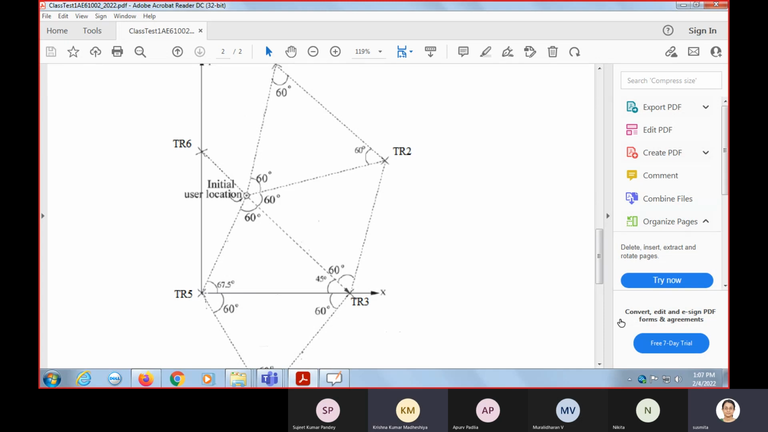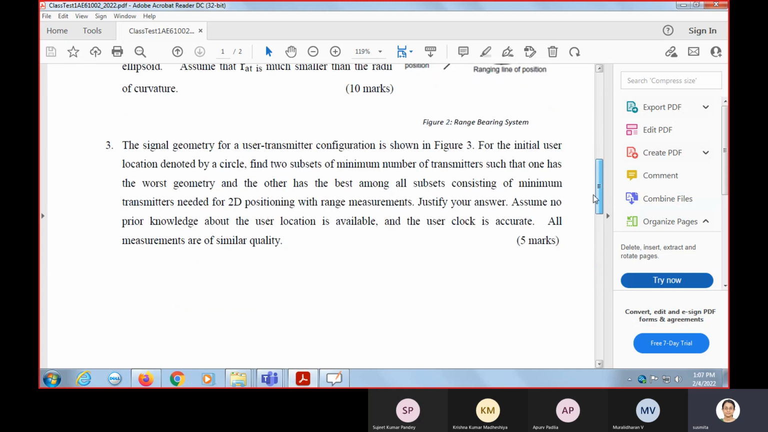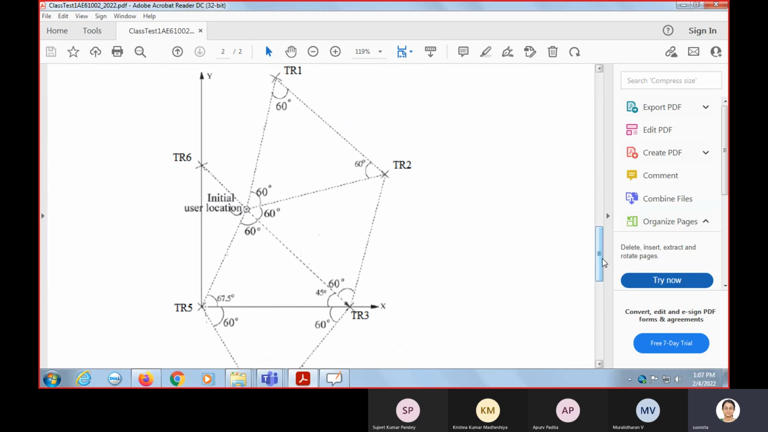Ma'am, 3. 3. And you need to find the worst and the best set of 3 transmitters, right? The minimum number of transmitters is 3. And you need to find the best set and the worst set. So what criteria will you use to find the best and worst?